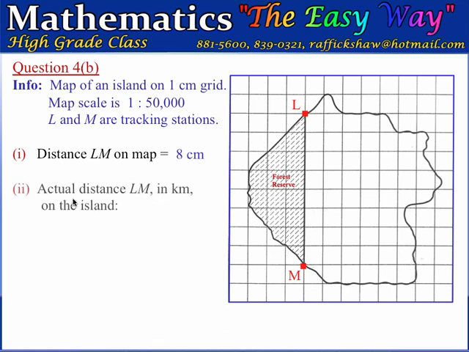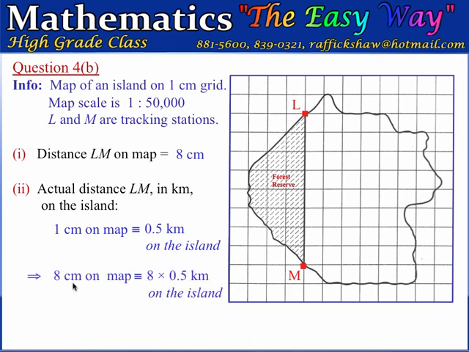Part 2 now wants us to state the actual distance LM in kilometers on the island, and we can proceed by using the relationship that we already have, that 1 centimeter on the map is 0.5 kilometers on the island. And so if we want the equivalent distance for 8 centimeters, all we need to do is multiply this relationship by 8. And when we do that, we'll see that 8 centimeters on the map will be equivalent to 8 multiplied by 0.5 kilometers on the island. And that reduces to 4 kilometers on the island.